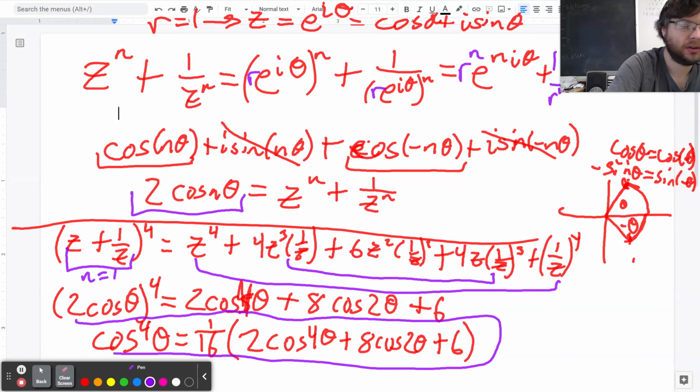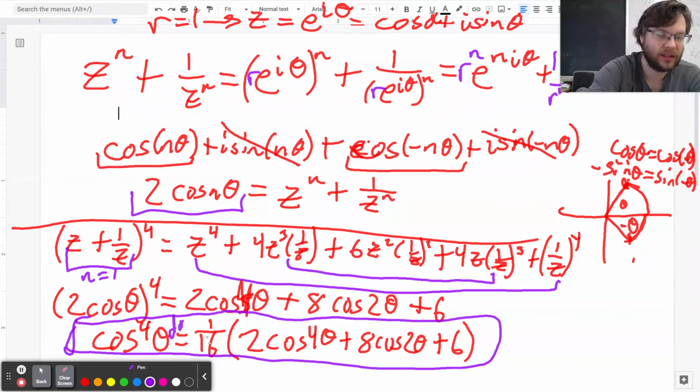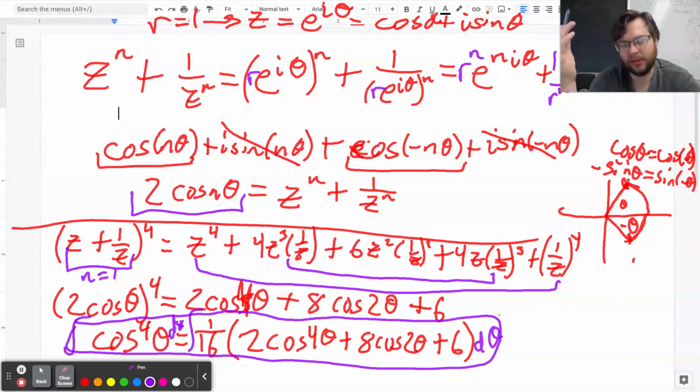And so this is something you could use if you were trying to do some sort of a crazy integral or something like that. And so if I wanted to integrate, for example, cosine to the 4th theta d theta, I could integrate just the other side instead, and then each of the cosines turns into sine, and you just have to divide by the coefficient of theta.